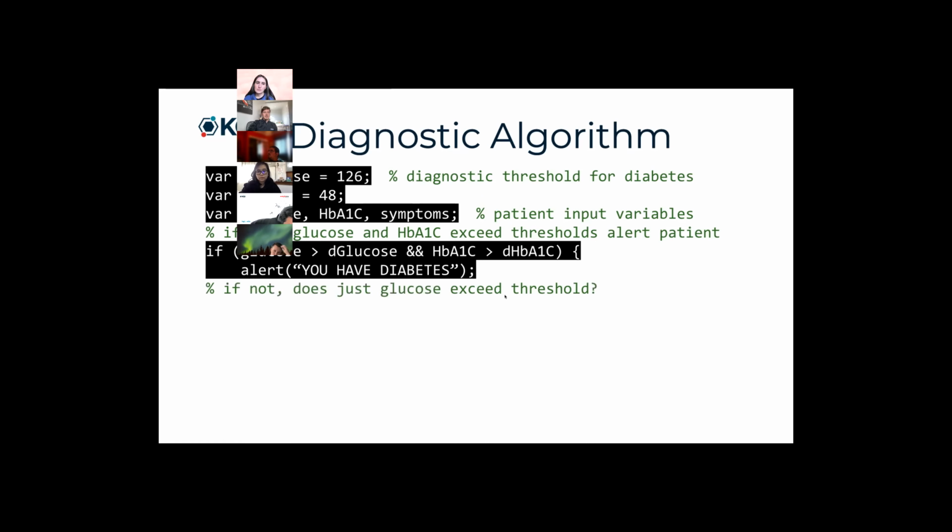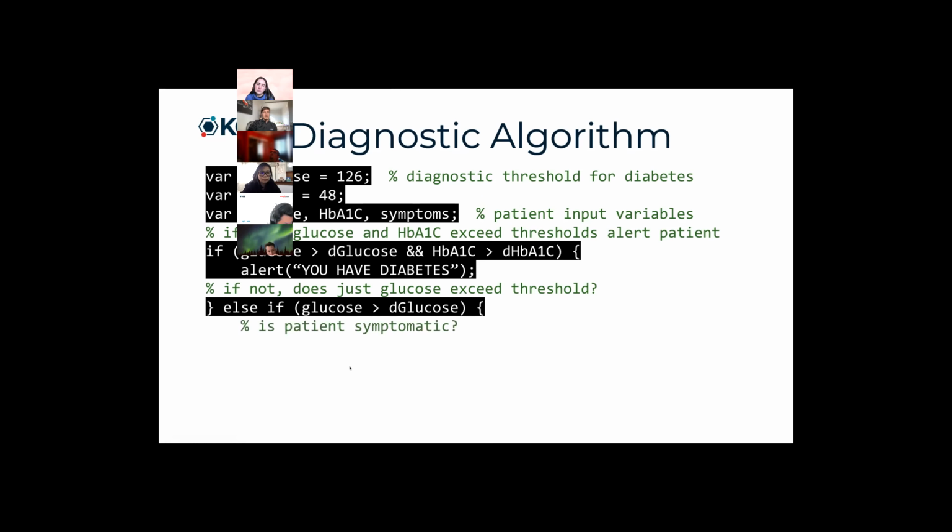Now, if not, you can ask another question. Does the glucose alone exceed the threshold? So here I'm putting an else. And so I reach this else if this is not true. So if my patient inputs do not exceed both thresholds, right? And then ask another question. Well, how about just the glucose? Does just the glucose exceed the threshold of 126? So this would be the example, Maria, that you brought up. What if just their glucose reached, let's say 130? Then it's going to ask this question.